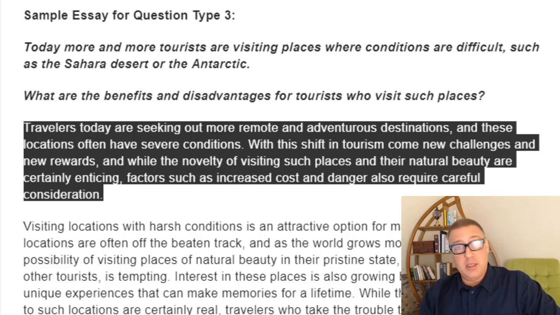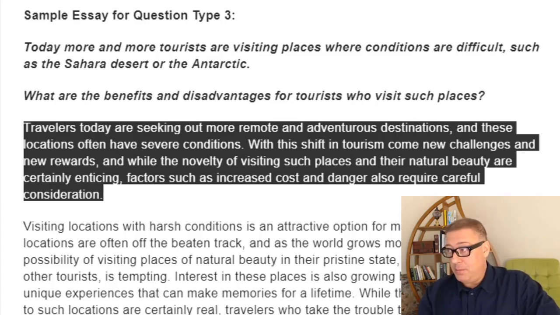Now, that's just how I decided to do it here. I could also just say, this shift in tourism means that there are both new challenges and new rewards for today's tourists. Essentially, I'm saying what I'm going to talk about now, the challenges and the rewards, the disadvantages and the advantages, the drawbacks and the benefits for tourists. I haven't gone into as much detail, but it's very clear what I'm going to write about.